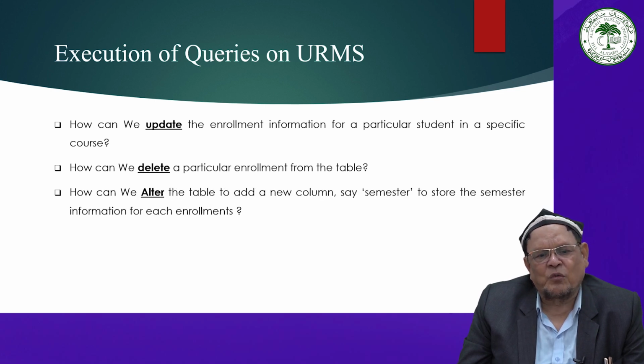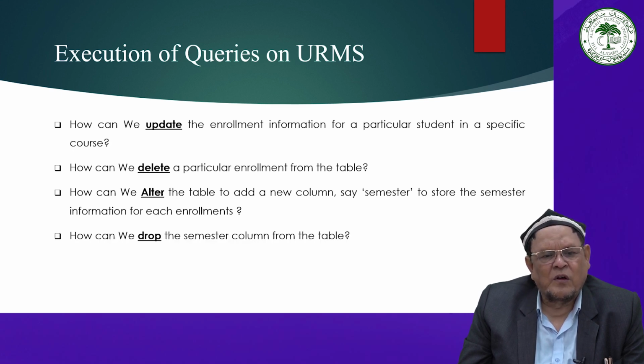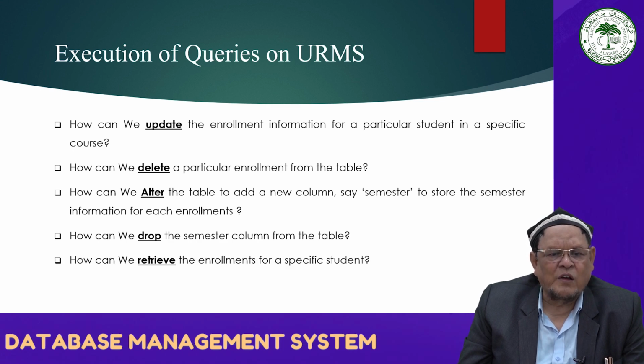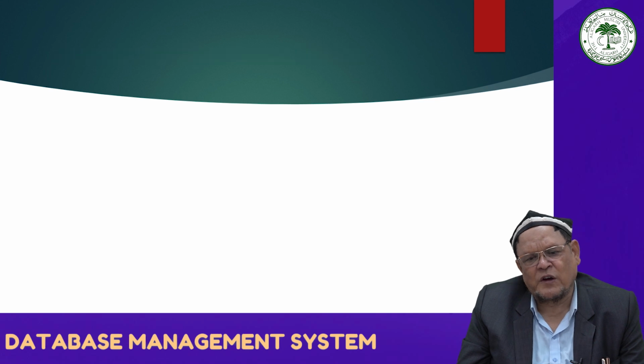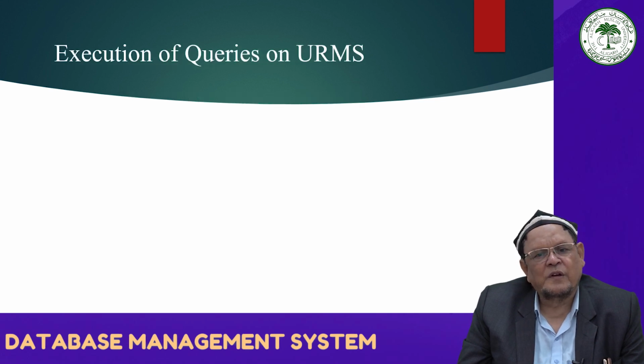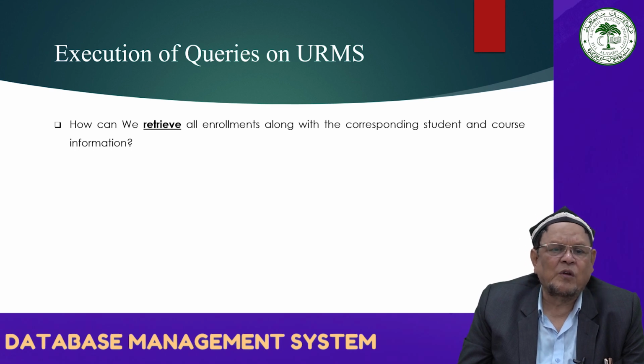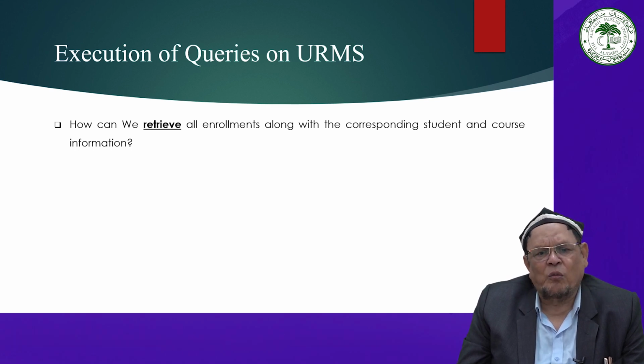How can we alter the table to add a new column, say semester, to store the semester information for each enrollment? How can we drop the semester column from the tables? In this way, we are able to query for that. How can we retrieve the enrollment for a specific student? The next question will be, how can we retrieve all enrollments along with the corresponding student and course information? So you have to do it yourself.